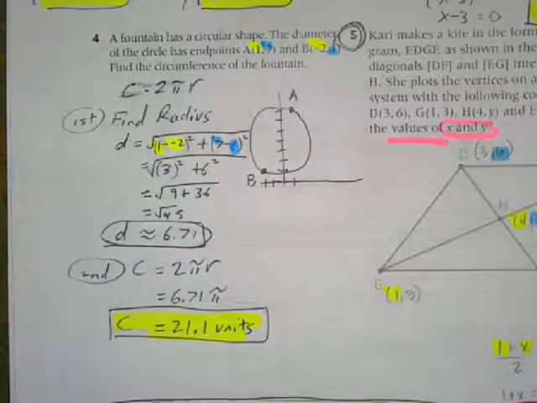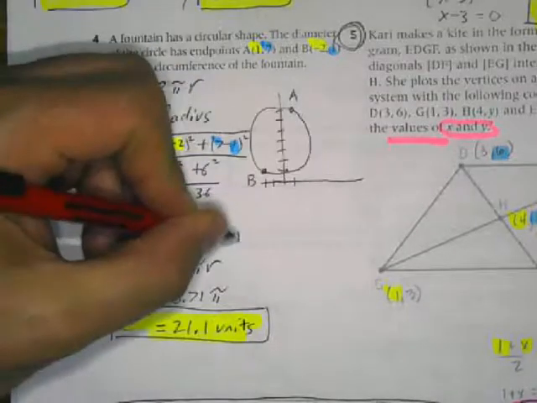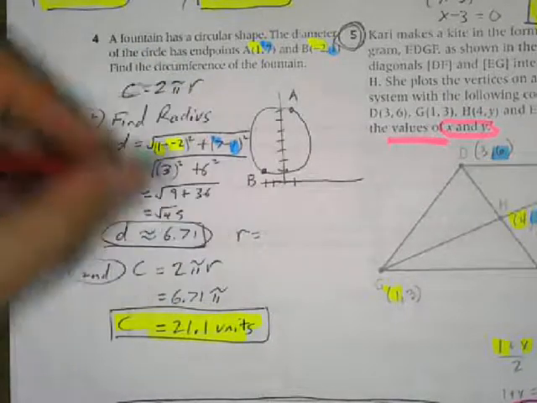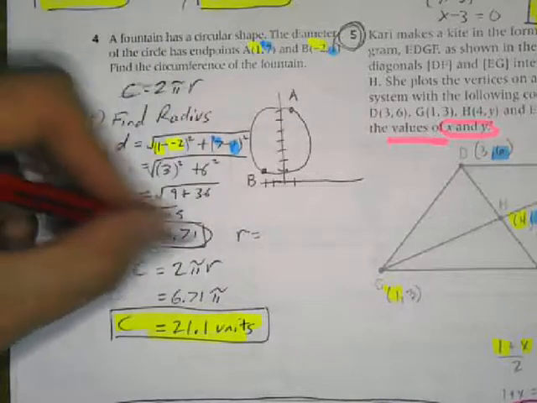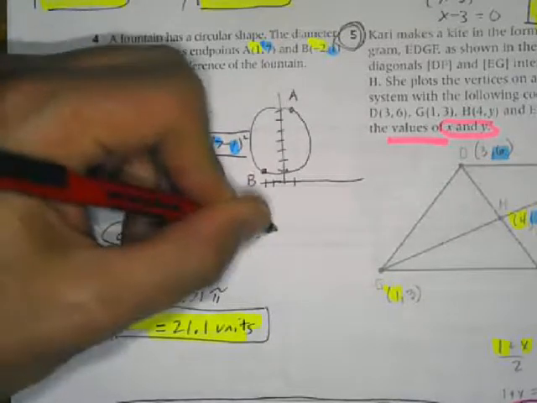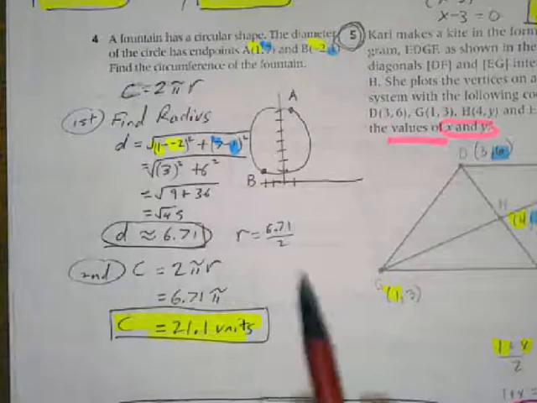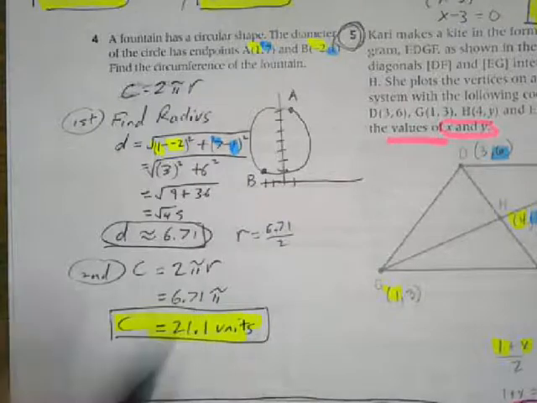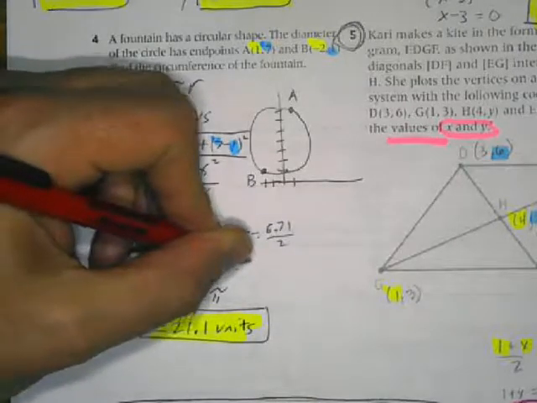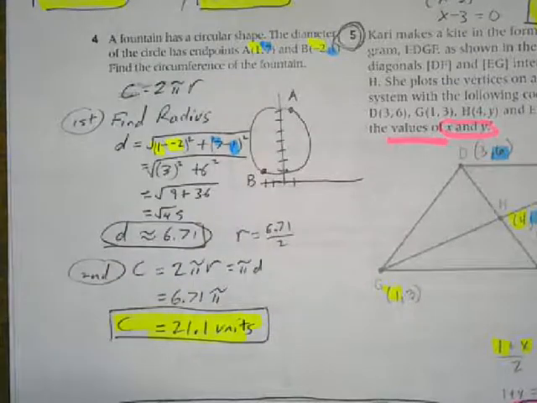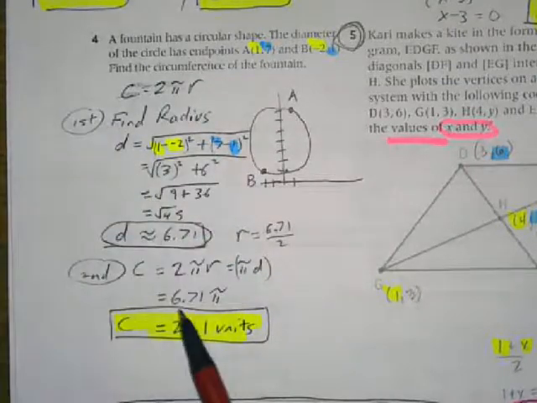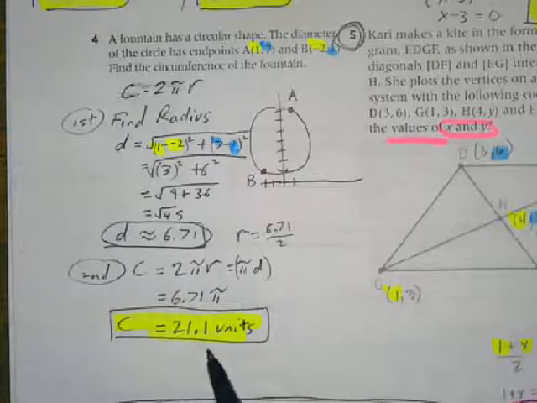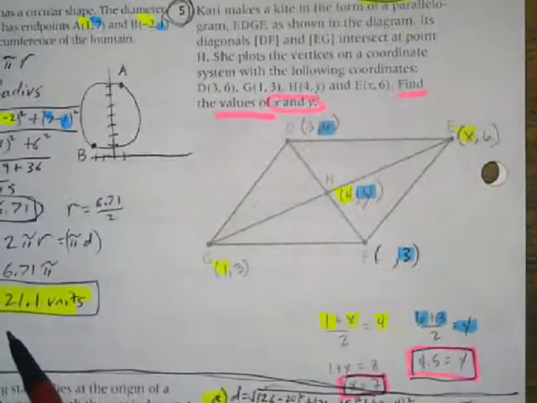Okay. So that means the radius is half of that. So the radius is this divided by 2. Well, of course, the circumference is really pi times the diameter, right? So our diameter is 6.71, so 6.71 times pi. Here is our circumference. You might want to hit pause and think about this. Okay, let's look at number 5.